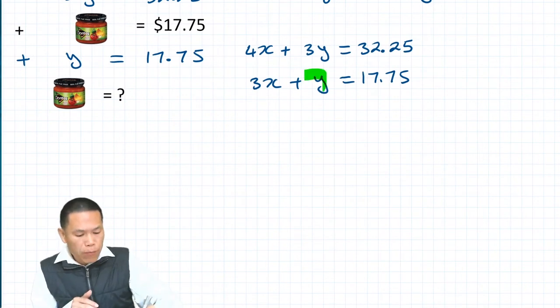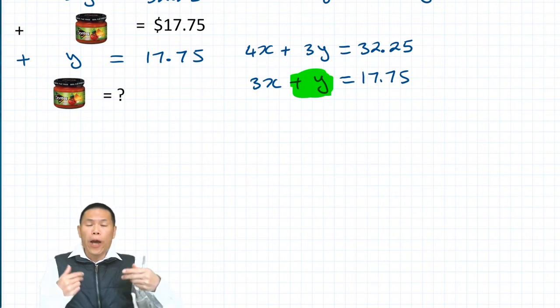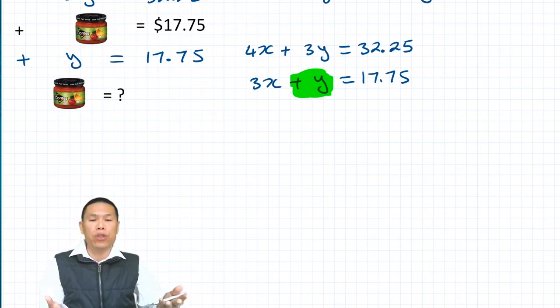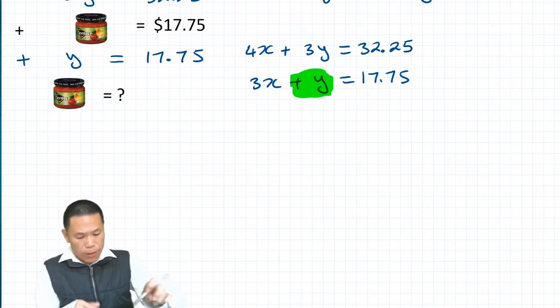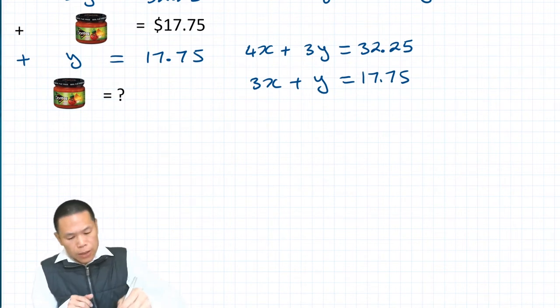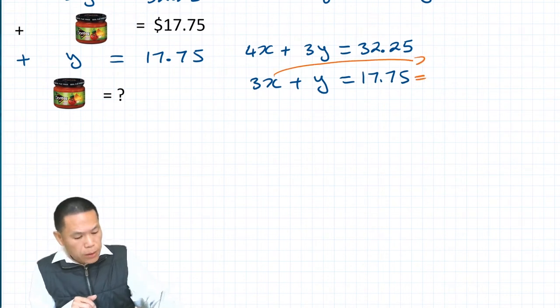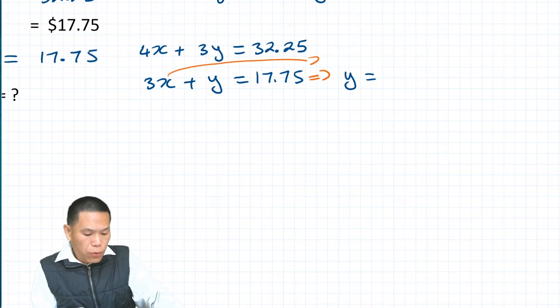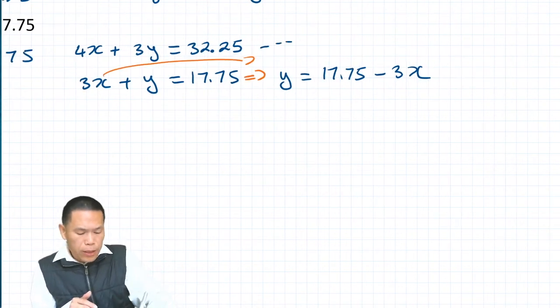Now because we have only one y here, you can either solve it by substitution or elimination method. It doesn't really matter which one you like, okay? So I can solve by substitution, so I don't have to times by 3. But of course you can do it using the elimination method. So I just move the 3x to this side, so y is equal to 17.75 minus 3x. So let's name this equation number 1 and this one here equation number 2.